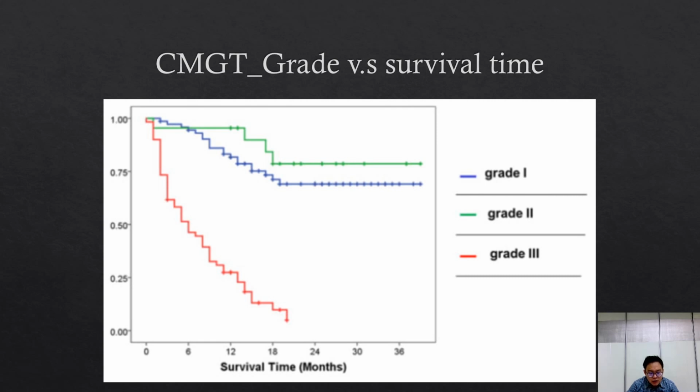Following figures are from a 2017 study, which is an observational study about prognostic significance of canine mammary gland tumor. The y-axis is the survival probability, and the x-axis is survival time. Here we can see the blue line, which is grade 1, green line is grade 2, and red line is grade 3. There's shorter survival time of dogs with grade 3 tumors.